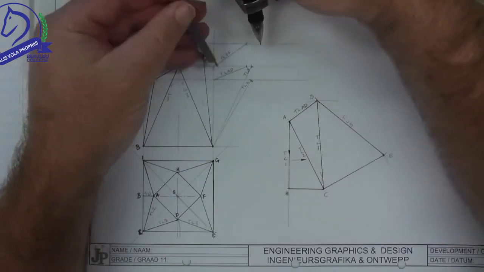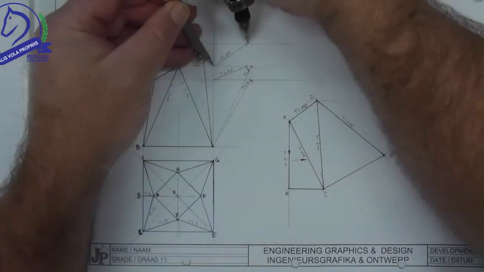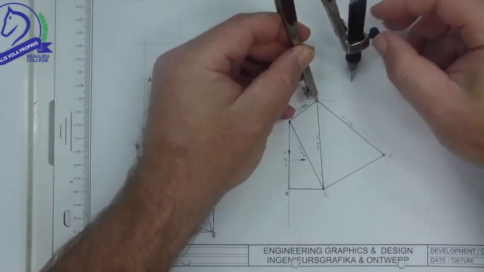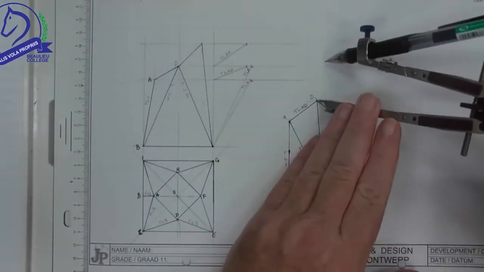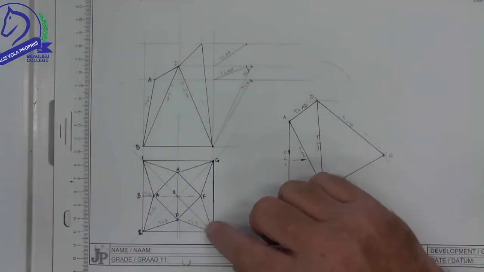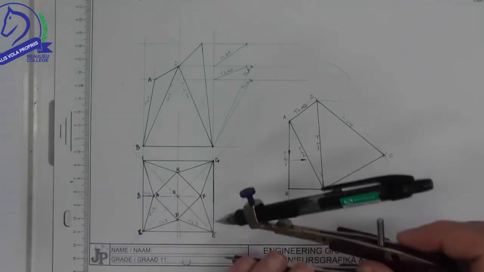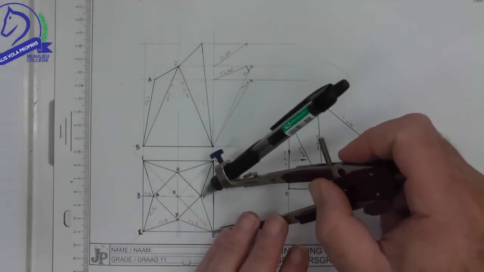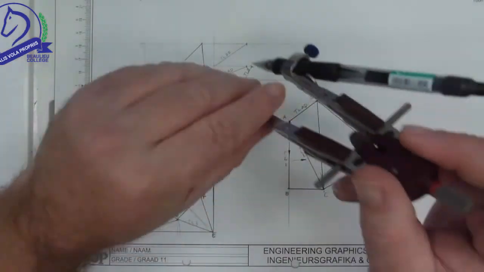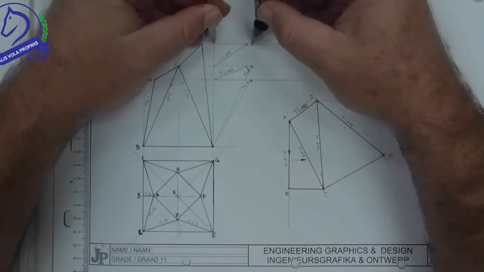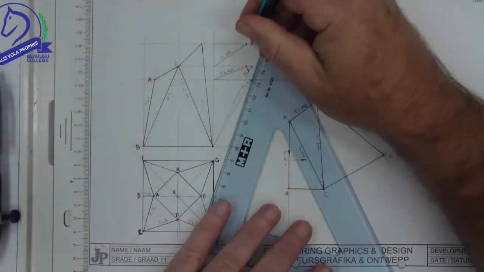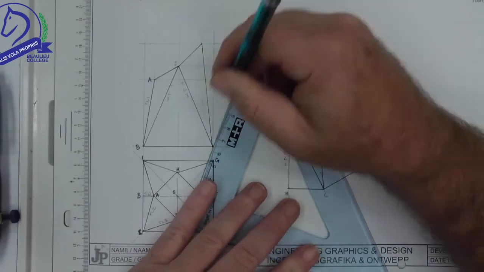Set my compass to the true length DF. There you go. Put my compass at D and draw an arc. From E, we need to work out the true length of EF. So I take my compass, get my distance. F is my highest point. Put my compass there, mark that off, join the line up to my base, and this gives me my true length 4.